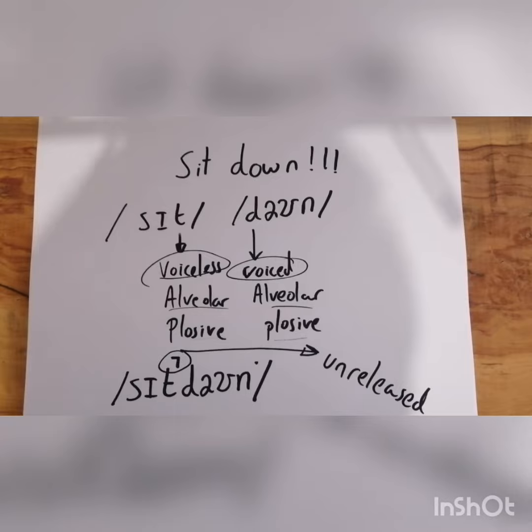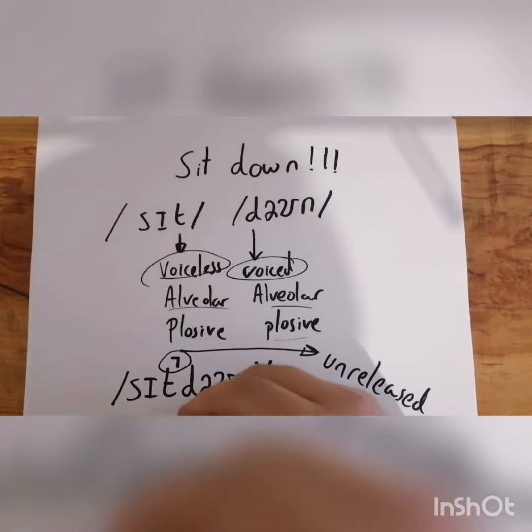So an unreleased plosive is one where we don't actually let it go. We just cut the airflow off, let the pressure build up, but we never actually release it. So when we say "sit" and "down" together, we don't say "sit, down", we say "sit down". It sounds almost as if it's just all one plosive.